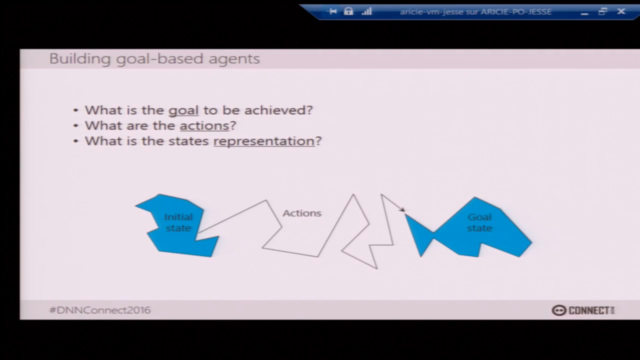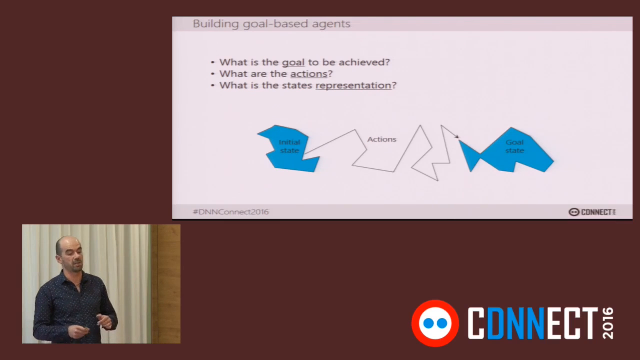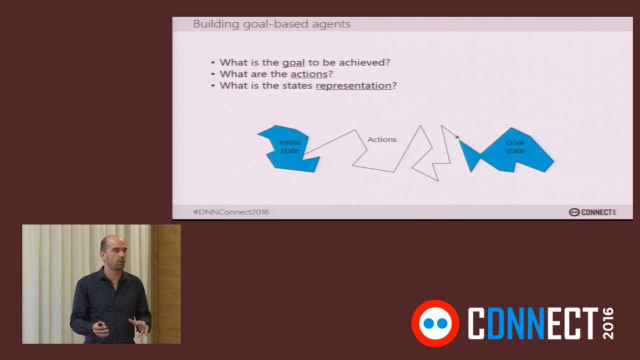Well, the first thing is to properly describe them. So what is the goal to be achieved? What are the actions available? What is the state's representation of my problem and the solutions? And then I'll try to find basically a path from the initial state to the goal state. This is the first way to look at things.